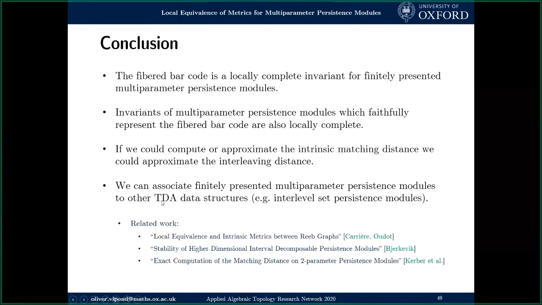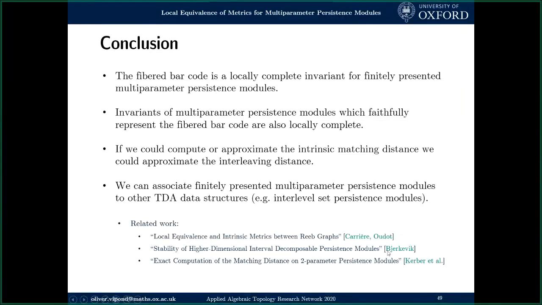So I just wanted to also highlight some related work. Mathieu Carrière and Steve Oudot look at a similar question in the restricted setting of Reeb graphs, where again they look at a hard to compute metric and an easy to compute metric, and they showed that these two metrics are locally equivalent.